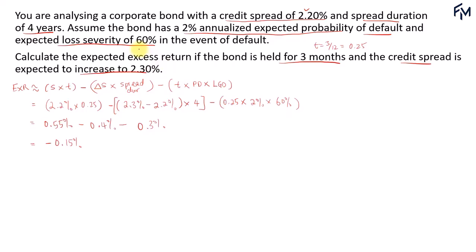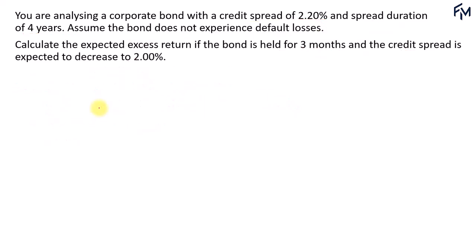Now, of course, this tells us that the risk that we are facing from holding this bond will outweigh the benefits that we are getting from holding the bond. Now, let's look at another example. For the same corporate bond, we assume this time that the bond does not experience default losses. We still hold the bond for 3 months, and the credit spread is now expected to decrease to 2%.